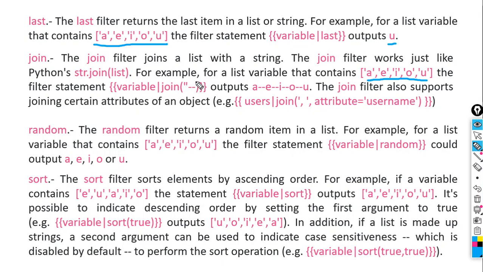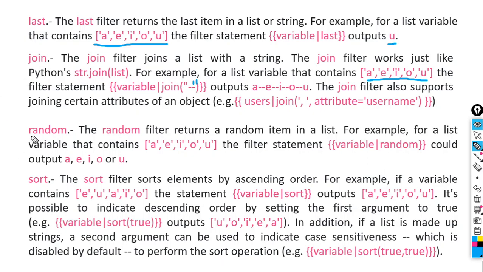So we want to join two hyphens here. So we have written two hyphens. Quotation marks should be there. It outputs A two hyphens, E two hyphens, I two hyphens, like this up to the last character. So with the help of the join filter, we can join a new character group to the old one.